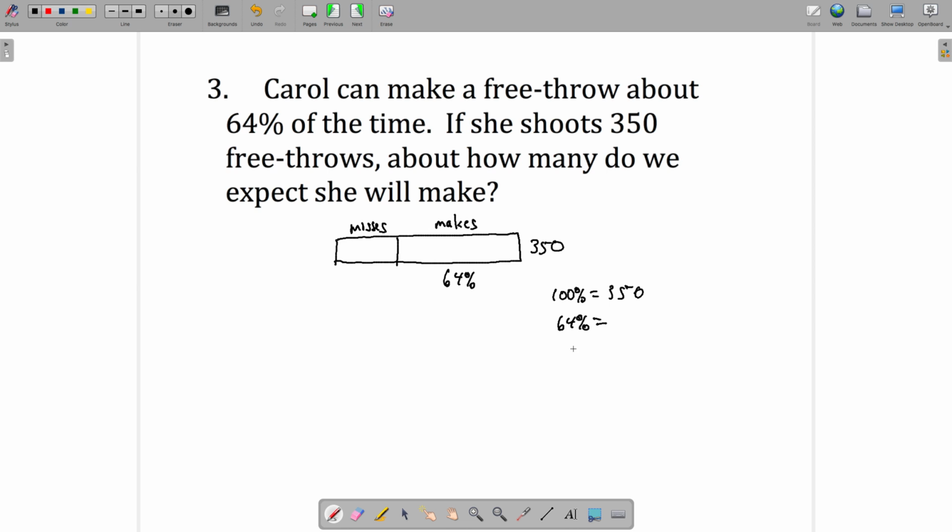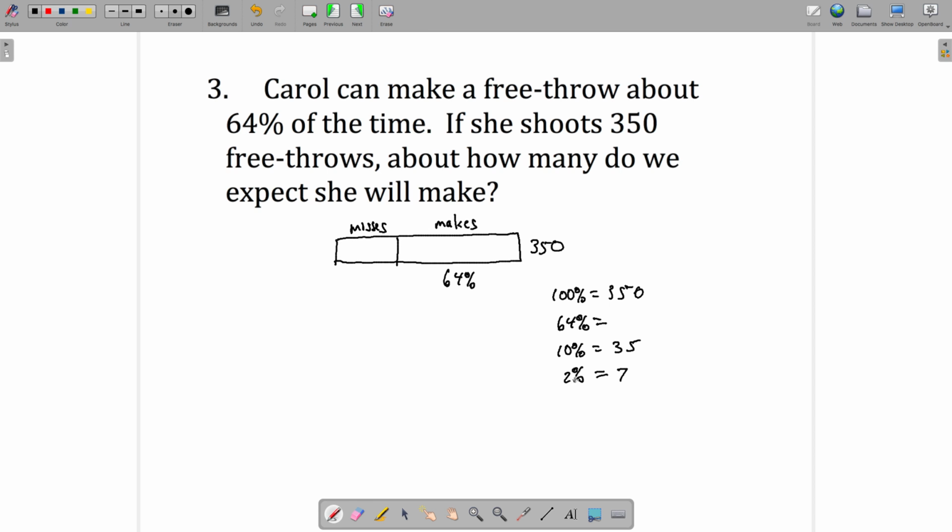So it would probably be useful for me to know 10%. That's 35, 350 divided by 10. Also, 2% would be nice for me to know. So I'm going to divide by 5, 2%. And that gives me 7. So I know that 2% is equal to 7.